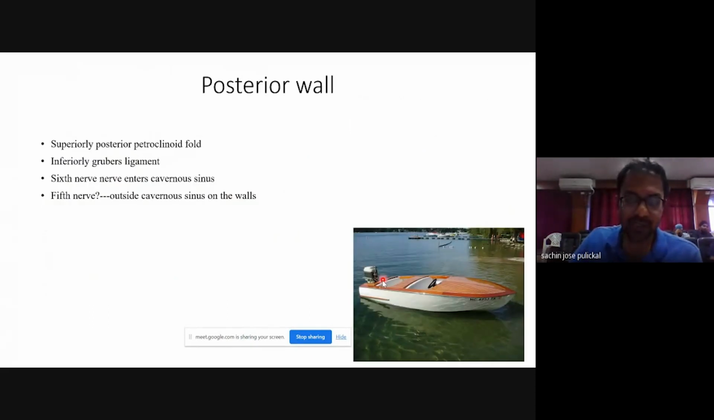Coming to the posterior wall, as I told before, the posterior wall is not a pointed structure. It's a broad structure, so it has a superior margin and an inferior margin. The superior posterior petroclinoid fold forms the superior aspect of the posterior part of the posterior wall. Two cranial nerves enter into the supratentorial compartment from the posterior fossa through the posterior wall, which are the sixth nerve and the fifth nerve.